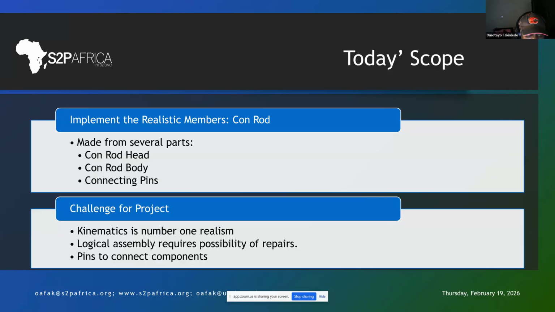The challenge for the project, kinematics is number 1, realism. You put the kinematic constraints together. The logical assembly requires the possibility of repairs. And then you have to have pins to connect components. Even though you can logically connect components without the pins, in practical situations, the pins will have to be there. So it's better to practice that and put the required pins as part of the design and part of the elements that are in your assembly.